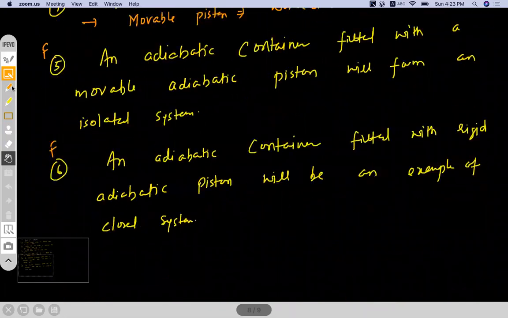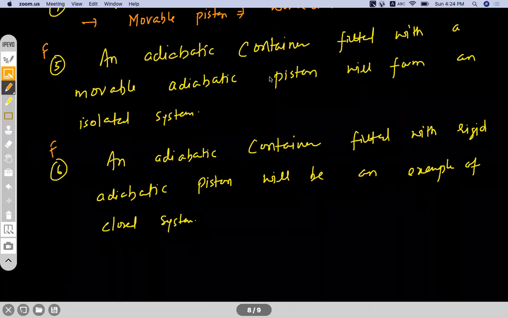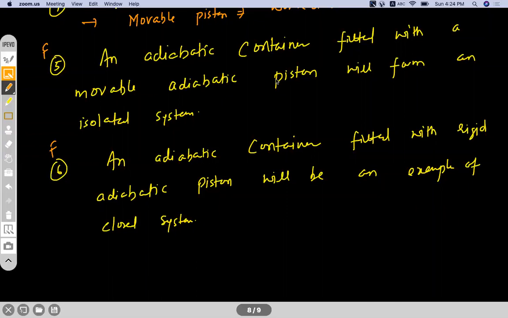Okay, the last two. An adiabatic container fitted with a movable adiabatic piston will form an isolated system. What happens here? This is an adiabatic container and adiabatic piston, so there is no exchange of heat, but the piston can move up and down. So work done is possible, and hence the system is not isolated, but it is a closed system.